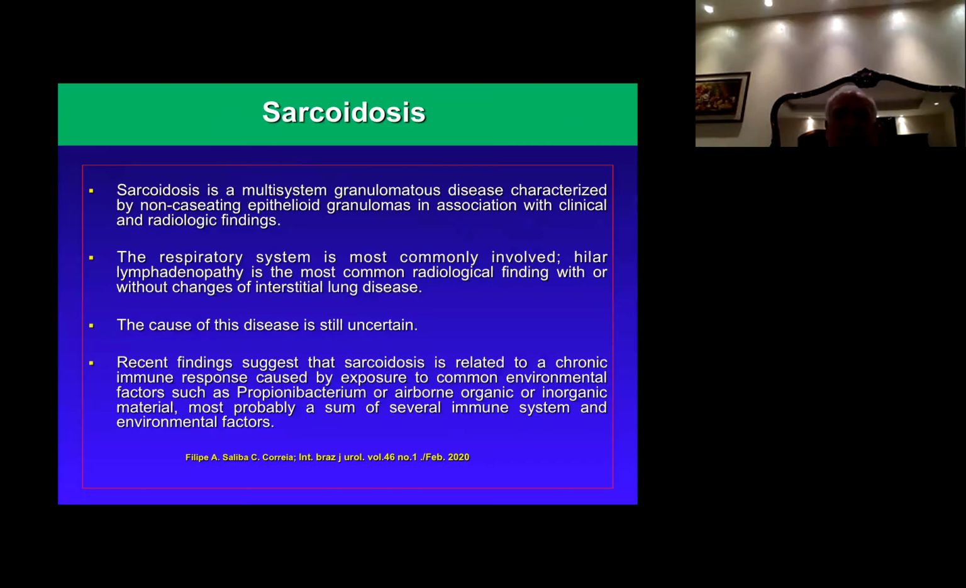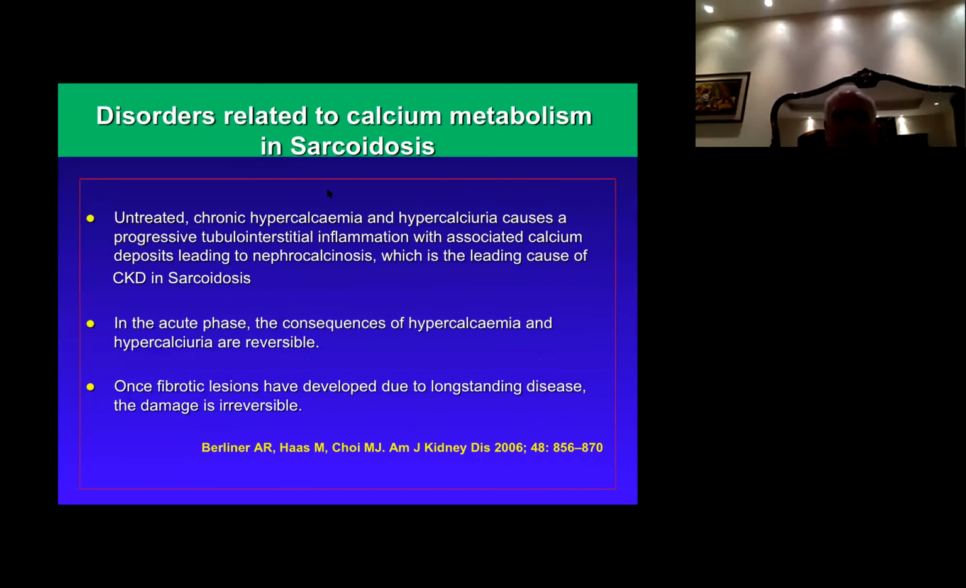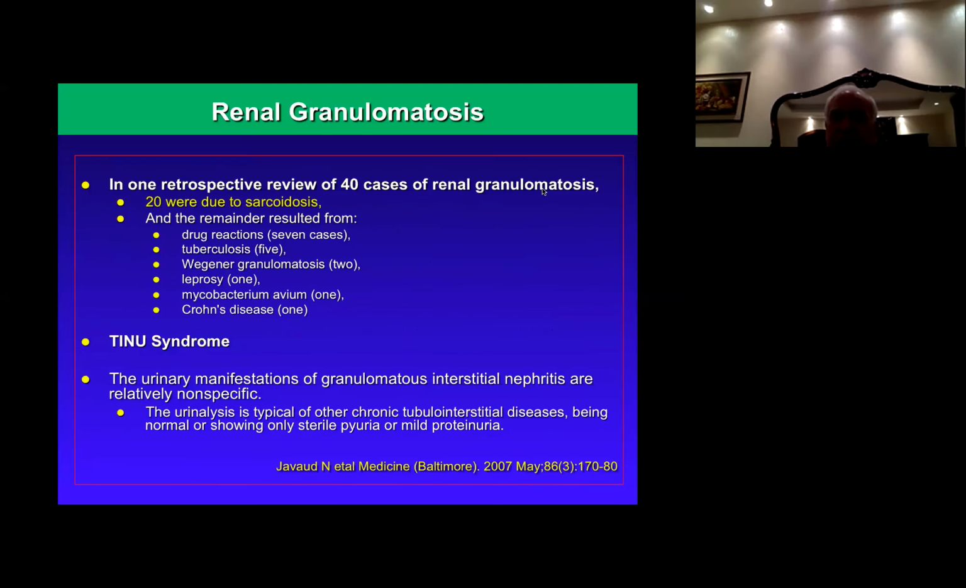We're not going to go through a lot of sarcoid. I think we discussed this, but I have one thing about TINU here. A retrospective study of 40 cases of renal granuloma: when you see this, in your differential diagnosis, 20% of them were sarcoid. So really, sarcoid is the commonest cause of granulomatous interstitial disease.